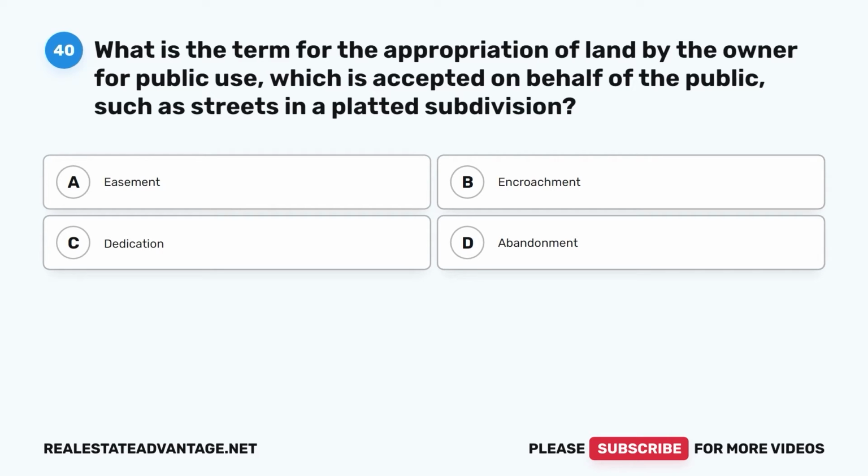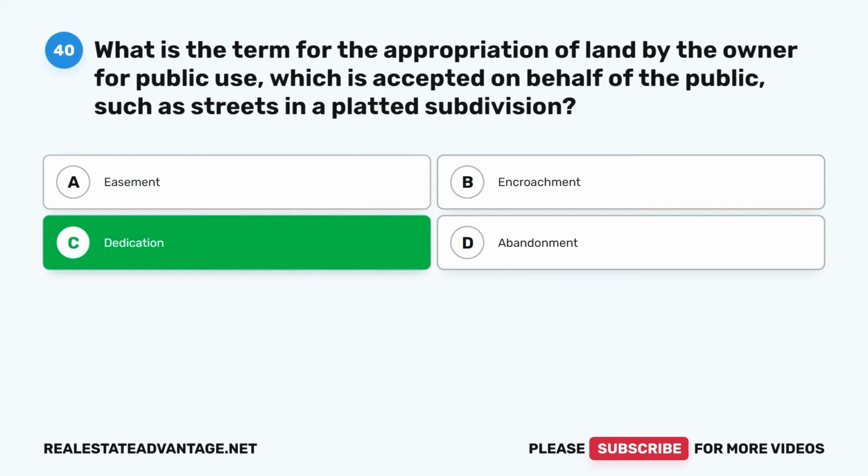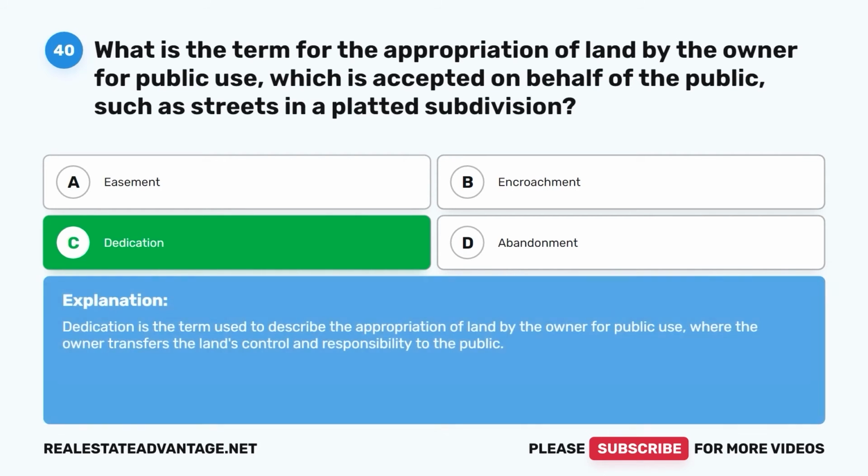Question 40. What is the term for the appropriation of land by the owner for public use, which is accepted on behalf of the public, such as streets in a platted subdivision? A. Easement. B. Encroachment. C. Dedication. D. Abandonment. The correct answer is C. Dedication. Dedication is the term used to describe the appropriation of land by the owner for public use, where the owner transfers the land's control and responsibility to the public.